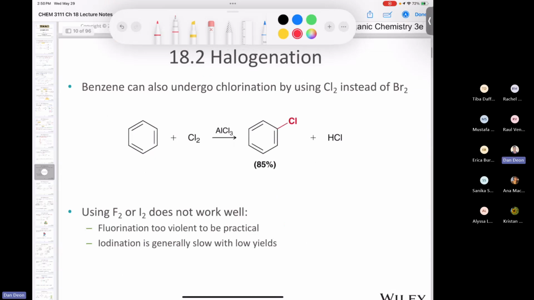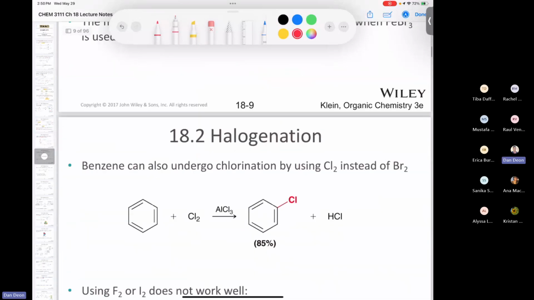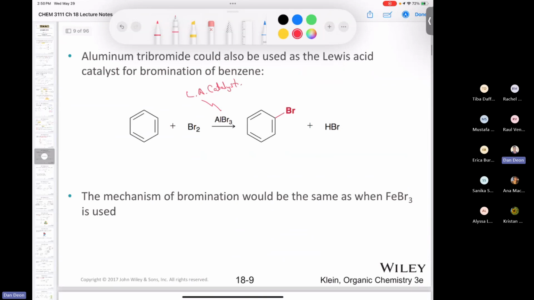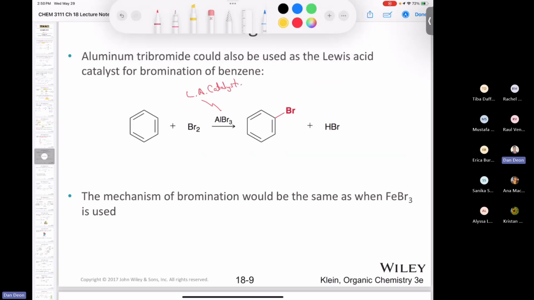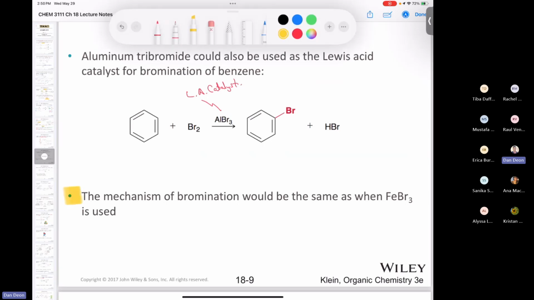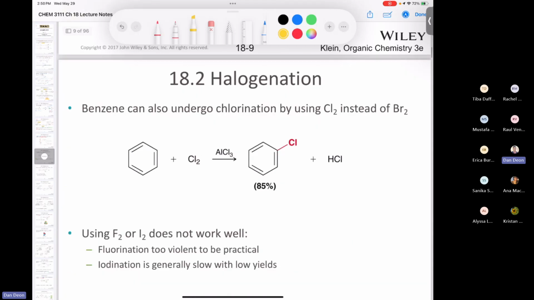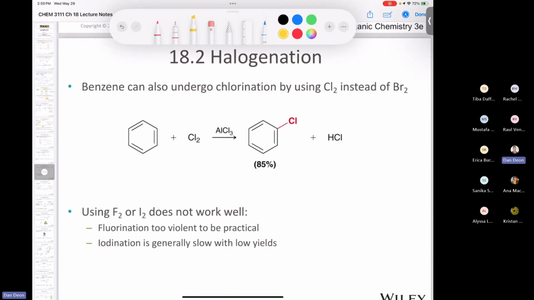And so if I go back here, you change your iron for an aluminum is all I meant to say. And so the mechanism would be identical to the bromination when you use iron 3 bromide. So it's the exact same mechanism. Sorry, I was getting ahead of myself. If you want to do a chlorination, the same thing applies, where you would just replace your iron with aluminum and your bromine with chlorine. So we could also use aluminum trichloride as a Lewis acid and put chlorine with our benzene ring, with our aromatic ring.